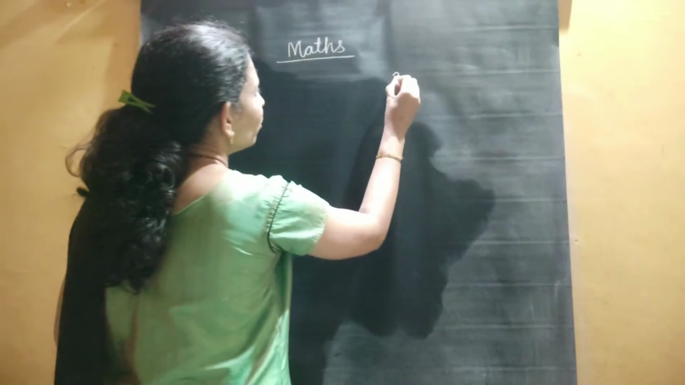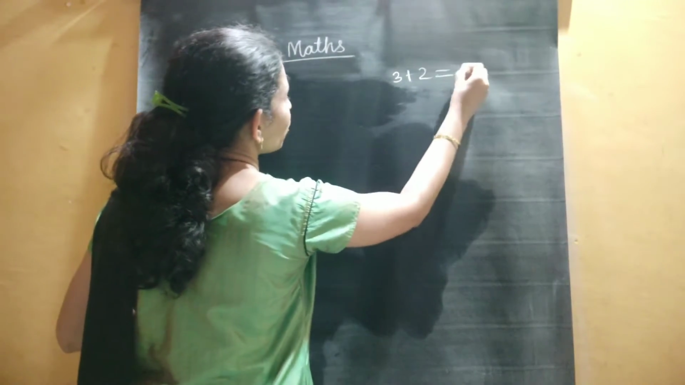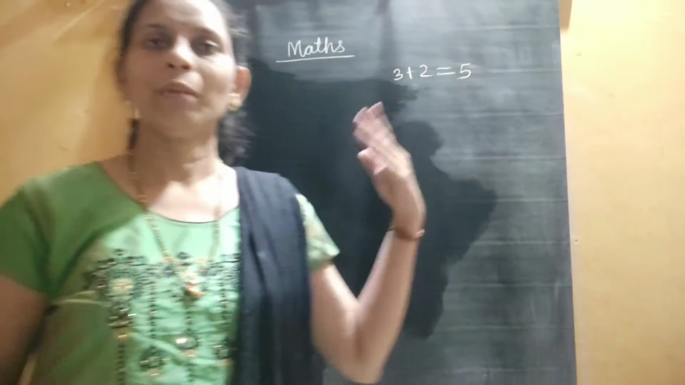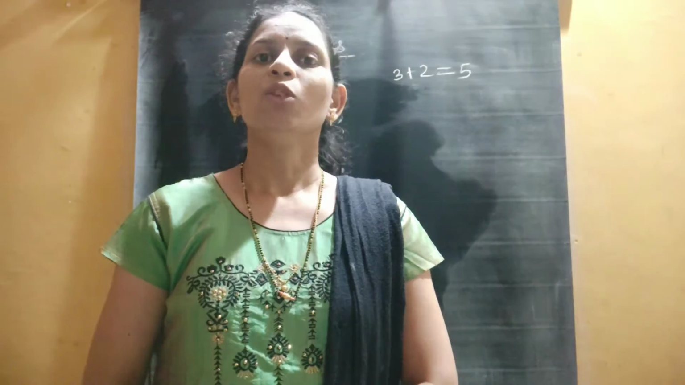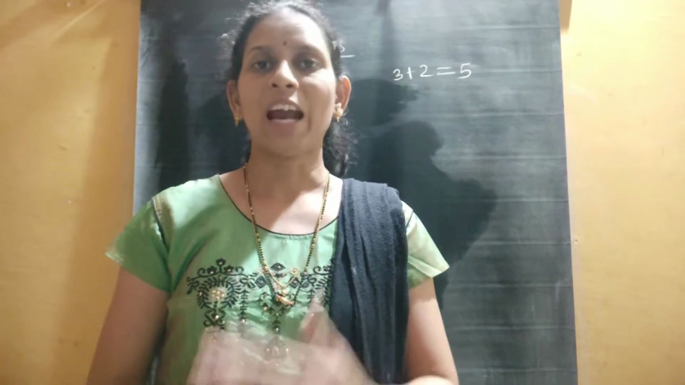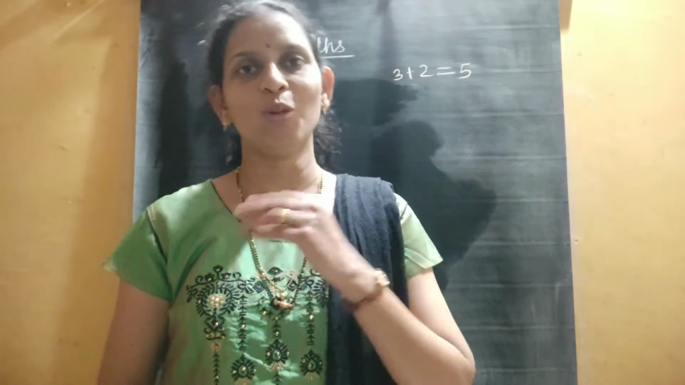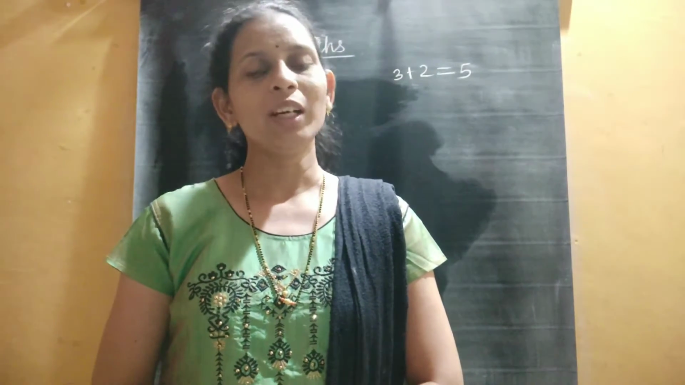So students, in the first term we have learned addition, subtraction and multiplication, correct? In addition we learned only addition without carrying over. For example, 3 plus 2 is 5. In this way, some easy additions we learned in the first term, correct? So today we are going to learn addition by carrying over. Okay students, let's start.